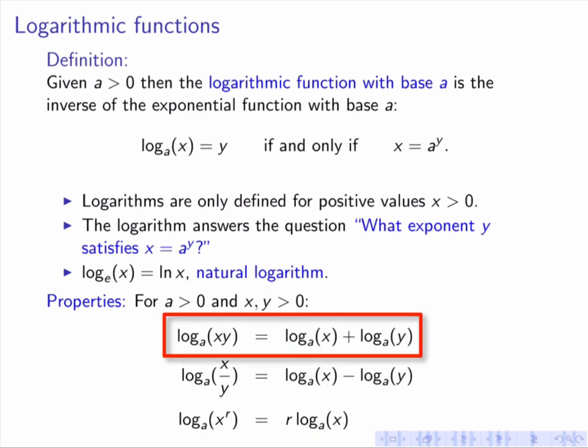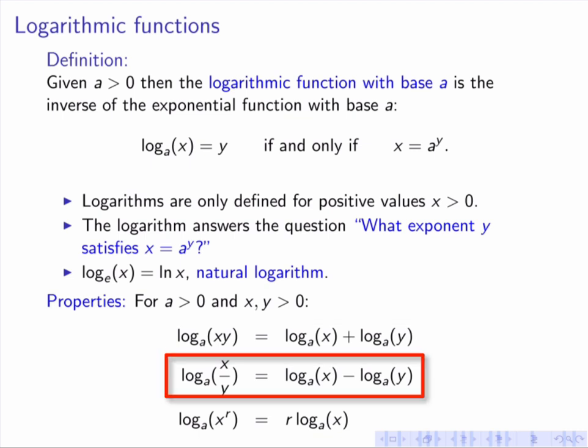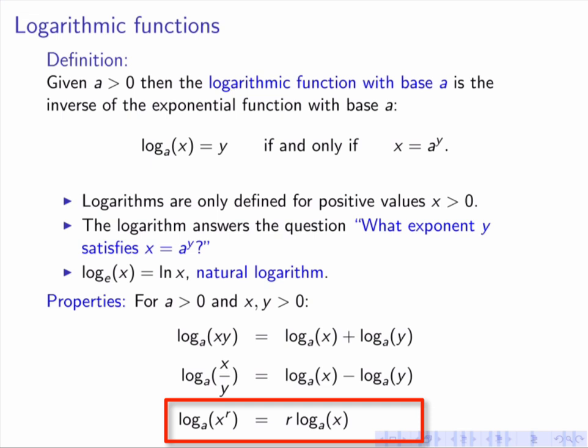So log a of x times y is log a of x plus log a of y. Log a of the ratio x divided by y is a difference, log a x minus log a y. And then log a of x to the r is equal to r times log a x.